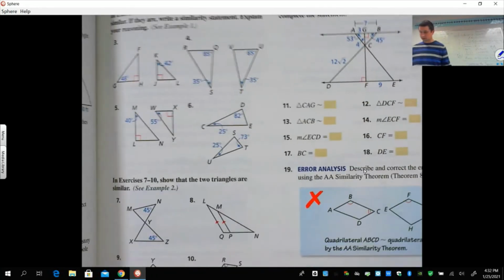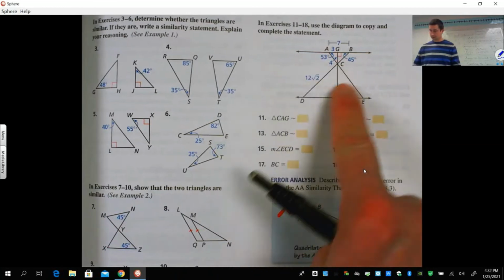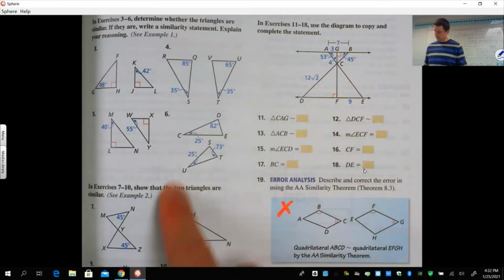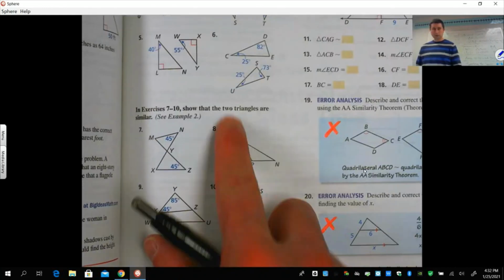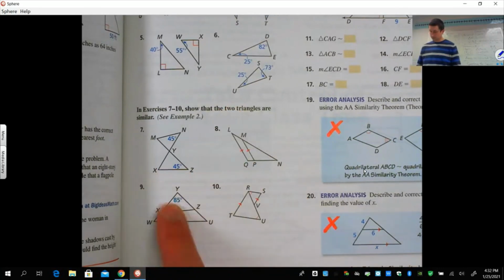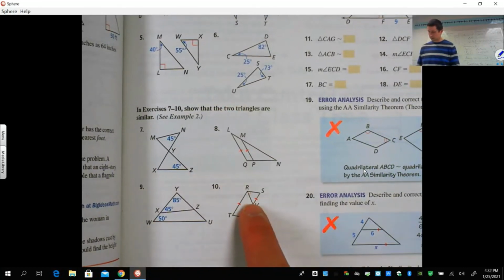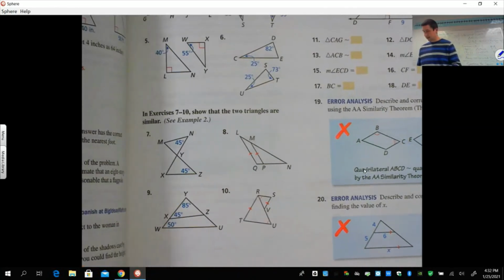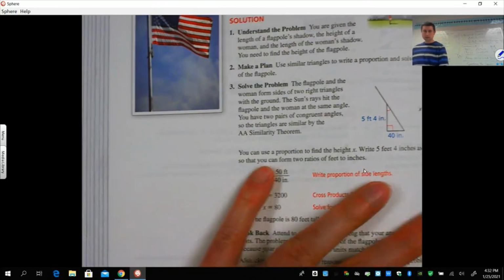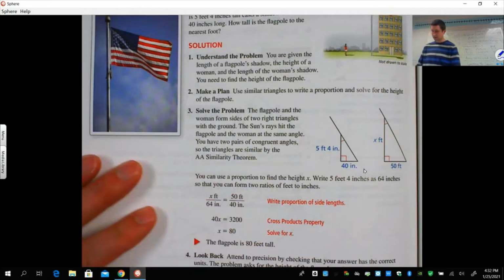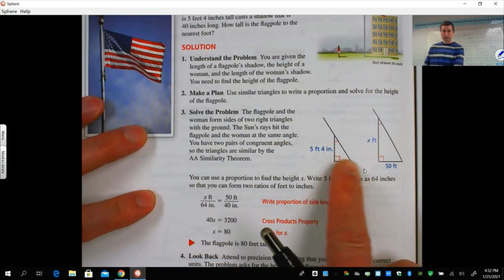A lot of your questions here, you can see the diagram, similar to what we worked through on the examples. Show that the two triangles are similar. There's your parallel lines, different things like that. Similar triangles show up in word problems. We can have some of those. You can always set up a proportion.